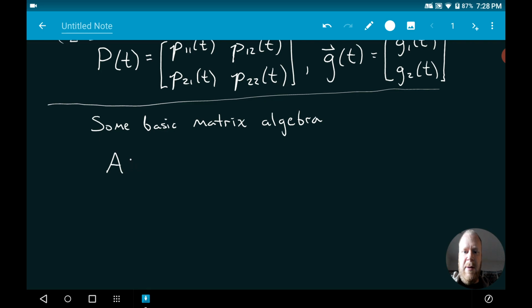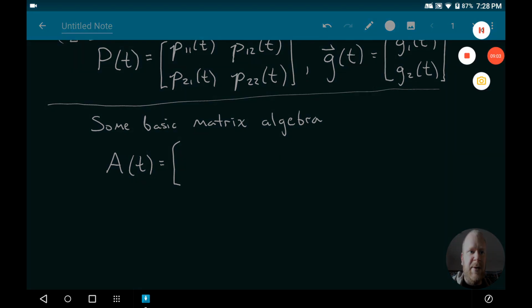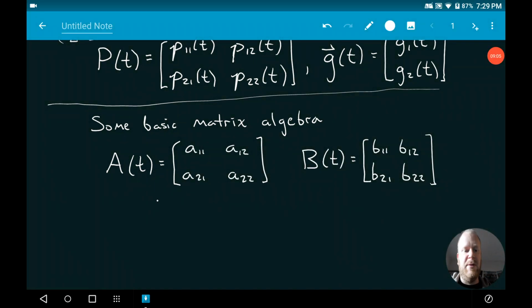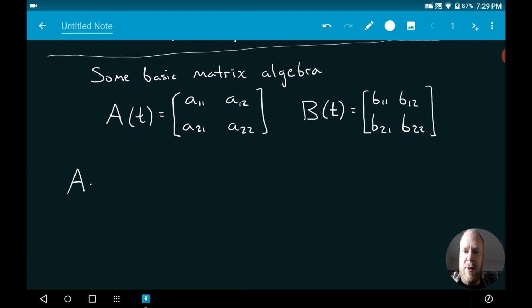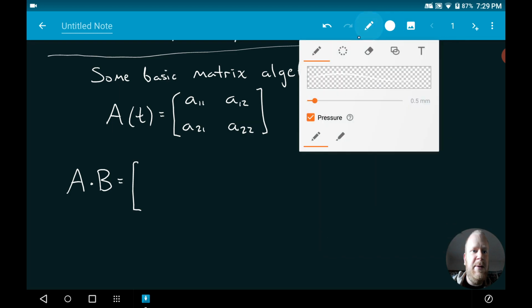So I'm going to give us 2 matrices, and I won't make you watch me write them. Finish those up. Okay, so 2 matrices A and B, and if I want to multiply these 2 matrices together, matrix multiplication happens like this.